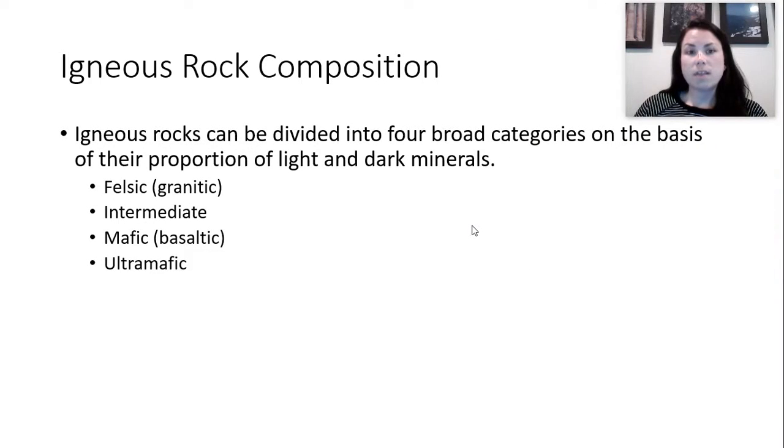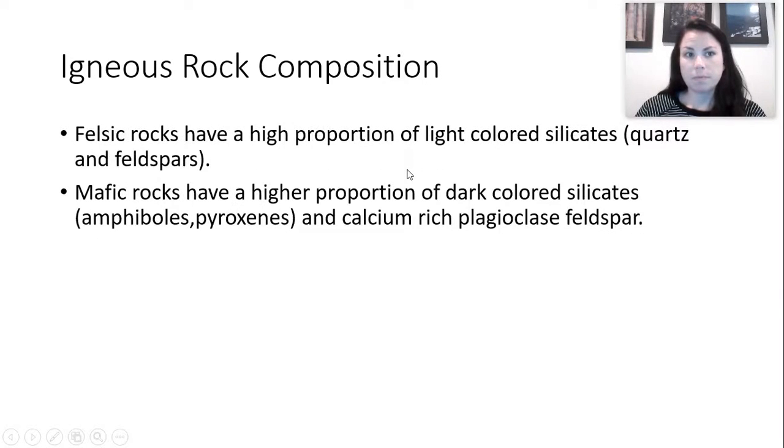So like I said, igneous rocks can be divided into four broad categories based on their proportion of, generally speaking, light and dark materials. The lighter it is, the more felsic a rock is. Generally speaking, the darker color it is, the more mafic or ultramafic it is. An example of a more felsic rock would be granite, and a more mafic rock would be basalt. Felsic rocks have a higher proportion of light-colored silicates, like quartz and feldspars, and mafic rocks have a higher proportion of those darker-colored silicates, like amphiboles and pyroxenes, and calcium-rich plagioclase.